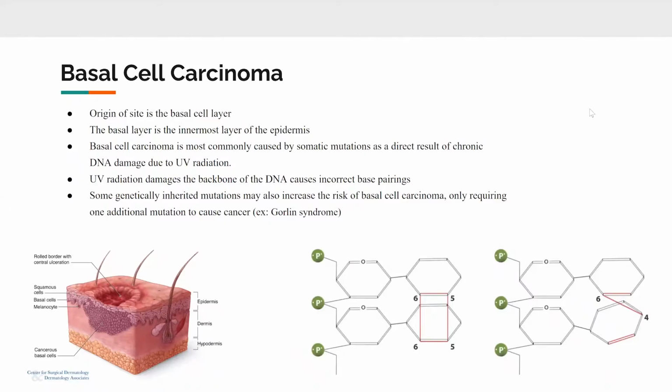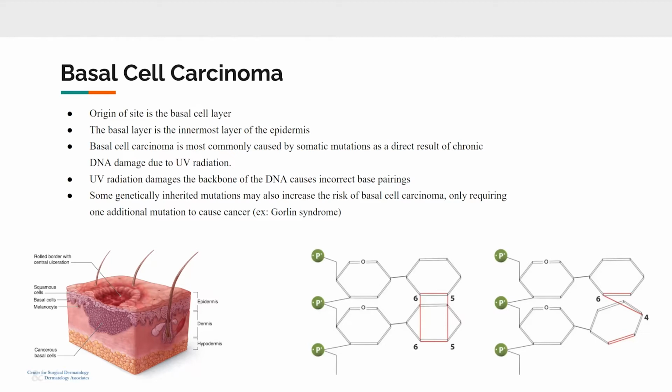So basal cell carcinoma, the origin site of this cancer is the basal cell layer. It is located in the innermost layer of the epidermis directly above the dermis. It's most commonly caused by somatic mutations as a result of chronic DNA damage from UV radiation.